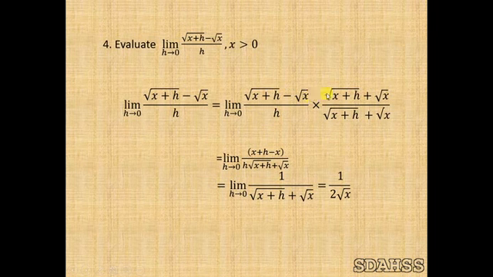Now the numerator is in the form of (a minus b) into (a plus b). We know that (a minus b) into (a plus b) is a^2 minus b^2.